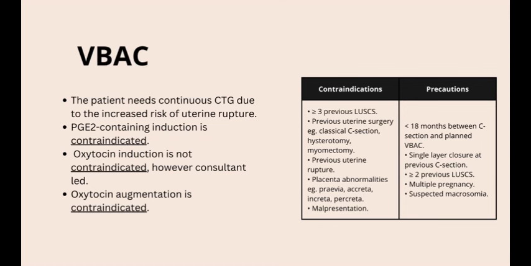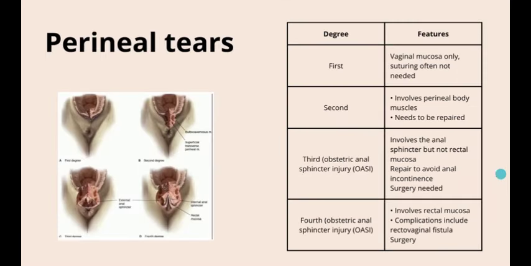And using oxytocin to augment a VBAC is contraindicated because of the risk of uterine rupture. Some of the contraindications are if you've had more than 3 cesareans, if you've had a classical C-section, if you've had previous uterine rupture, and if you have a malpresentation. VBAC is contraindicated, according to PROM.